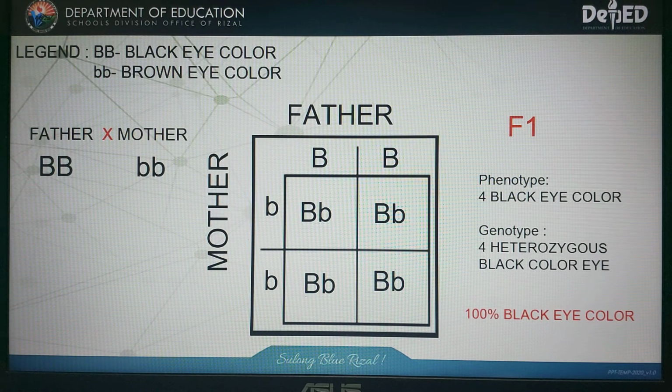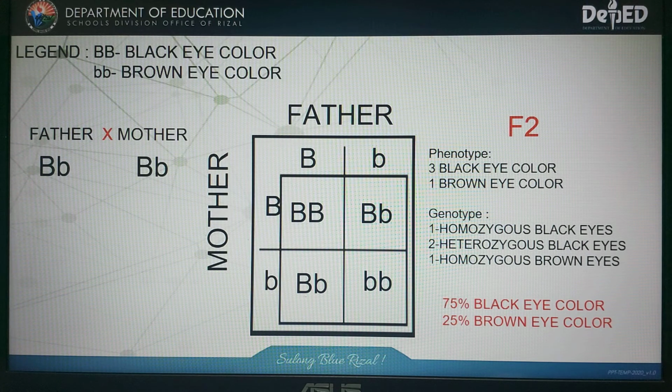Another example sa black eye color. For example, capital B stands for black eye color, small b stands for brown eye color. For example, nagmix sila, nagkaroon ng crossing. So, in first filial generation, all children are, in terms of phenotype, lahat sila ay black eye colors. Kasi nga, nagpossess sila ng different alleles from different parents, pero nako-cover up pa rin ng dominant yung recessive traits which is brown. In terms of genotype, 4 heterozygous black eye colors ang magiging anak nila, but yung pinaka-total percent is black eye color talaga.